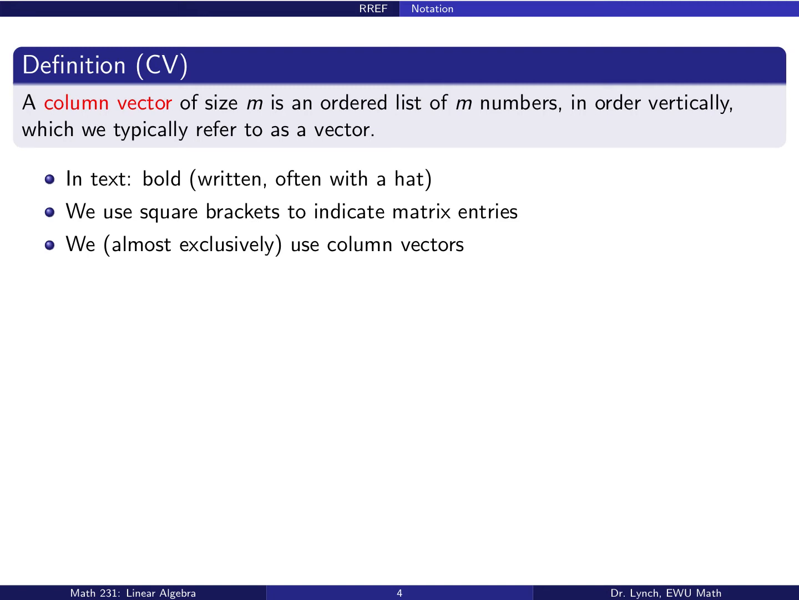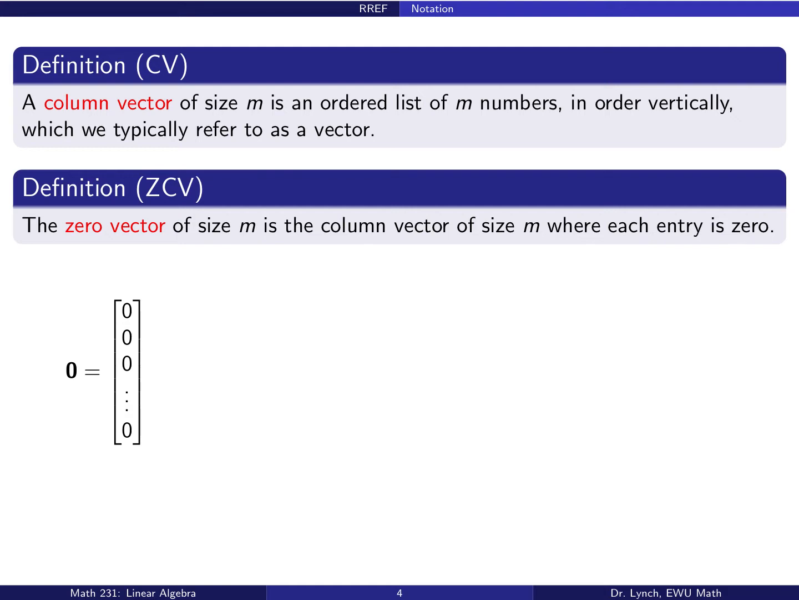So a couple special column vectors. Here's the 0 vector of size M. The 0 vector of size M is a vector with M entries where every entry is 0. The 0 vector of size M.